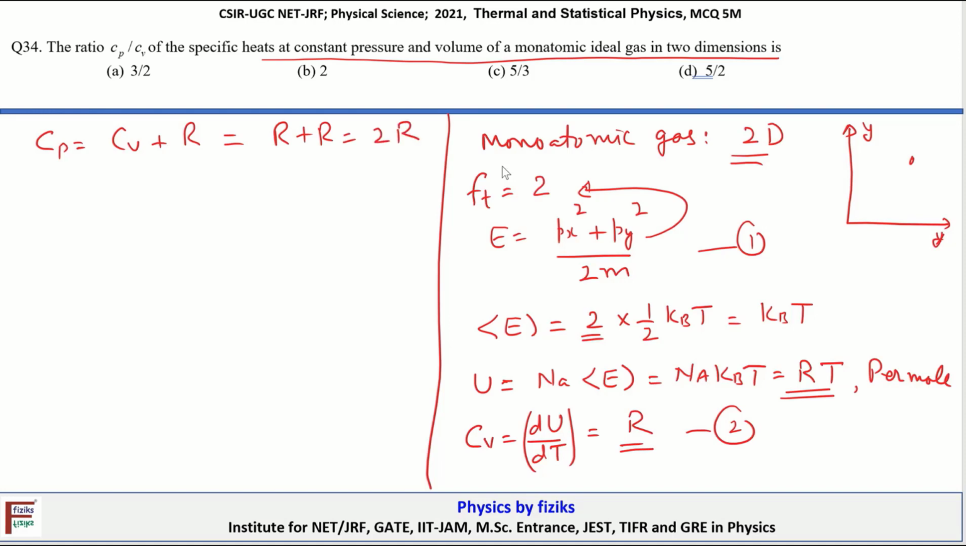Therefore the ratio Cp upon Cv is equal to 2R divided by R, that is equal to 2. Therefore option B is the correct one here.